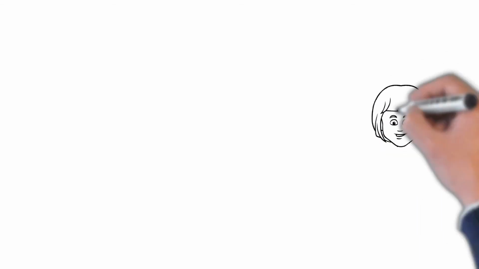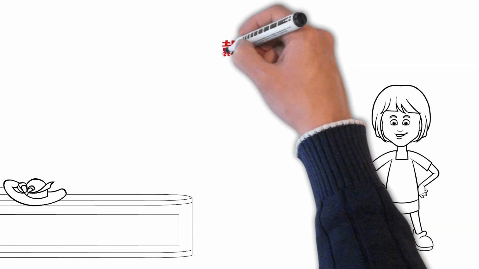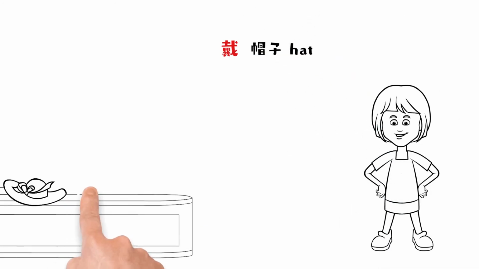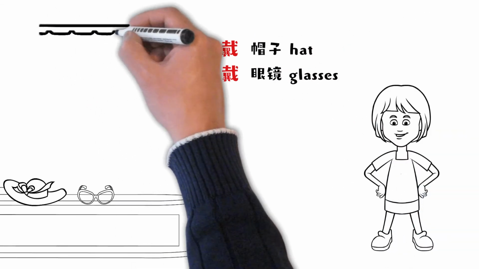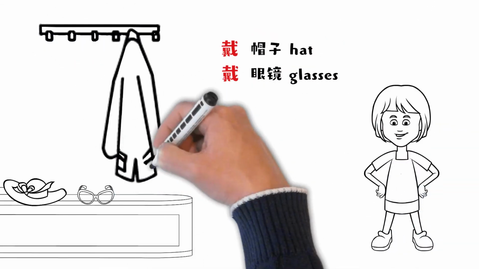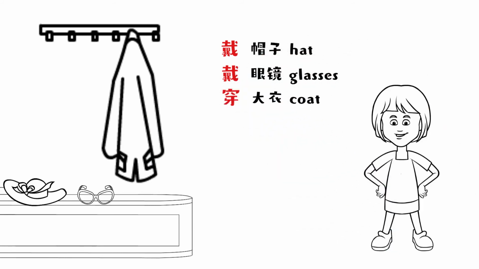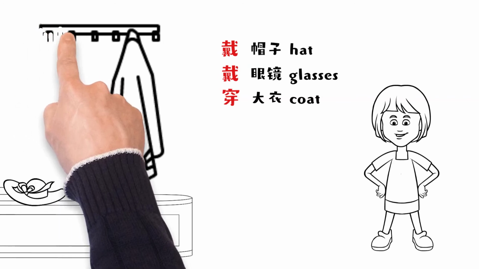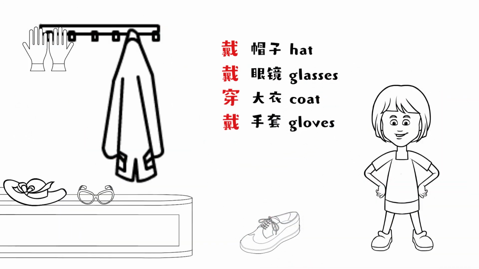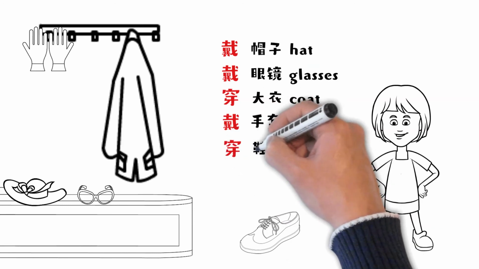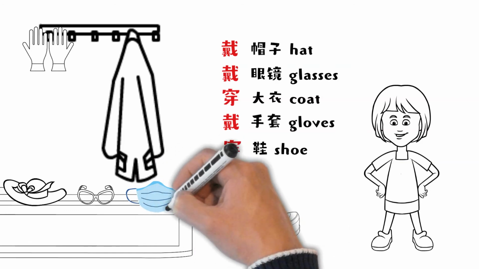Now Mary is ready and clear to go to school. She 戴帽子, 戴眼镜, 穿大衣, 戴手套, 穿鞋, 戴口罩.